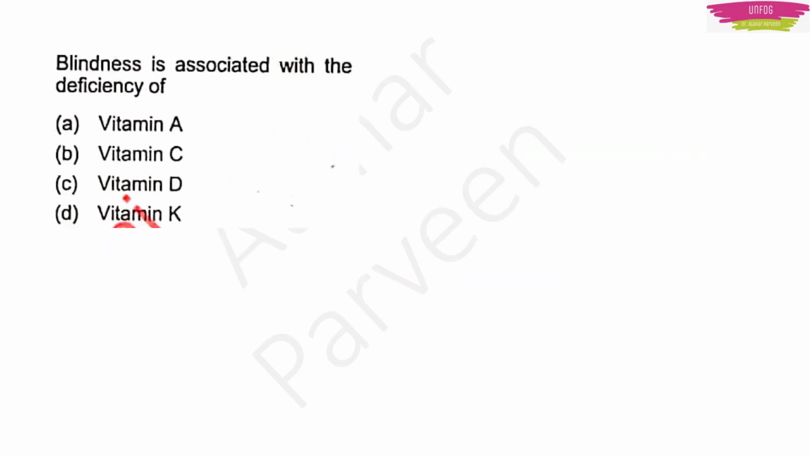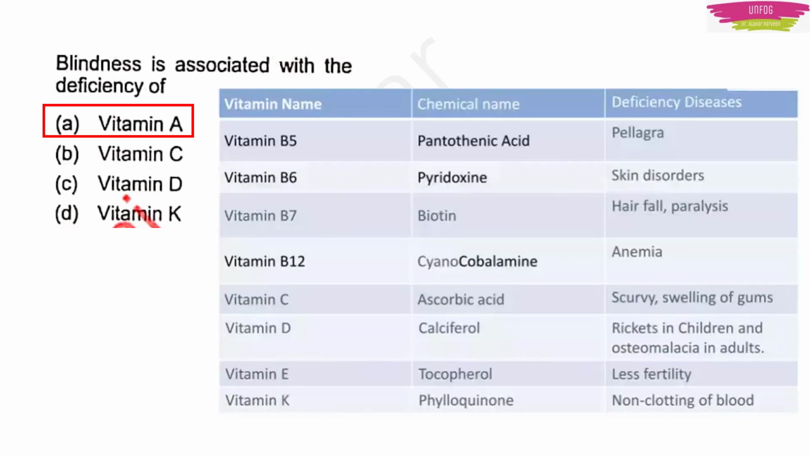Now next question. Blindness is associated with the deficiency of which vitamin you have to tick? It is vitamin A. Actually, there is a table which I am giving you here. You must have read this in your school days also. Each vitamin deficiency is responsible for some particular type of disease. Those vitamins have chemical names also. For example, vitamin B12 is cyanocobalamin. Because of the deficiency of this cyanocobalamin, you will get anemia. That is, your blood HB level will go down.